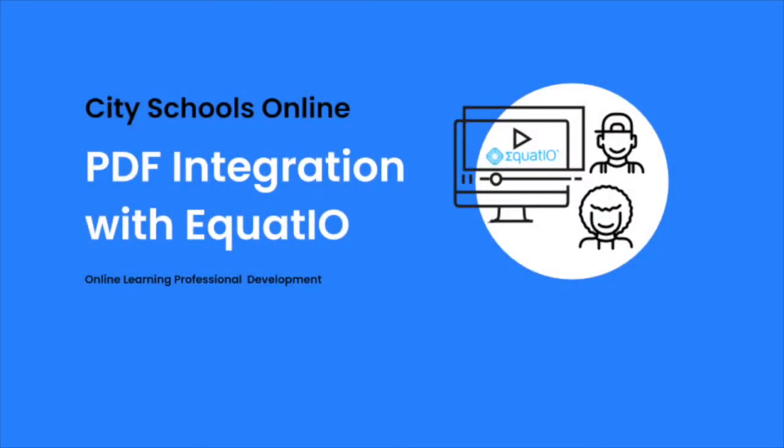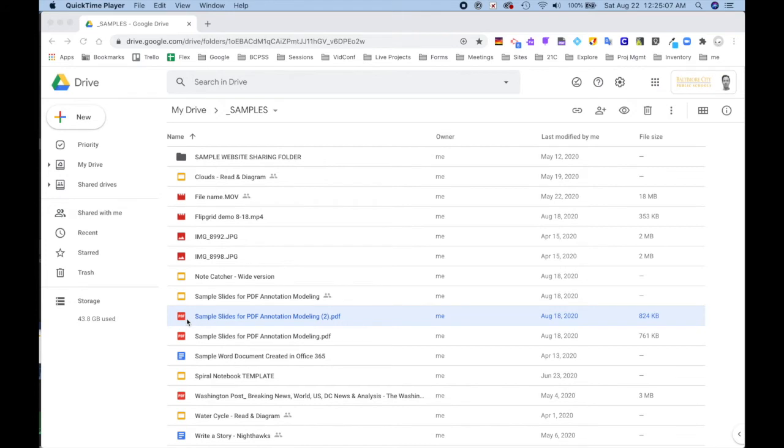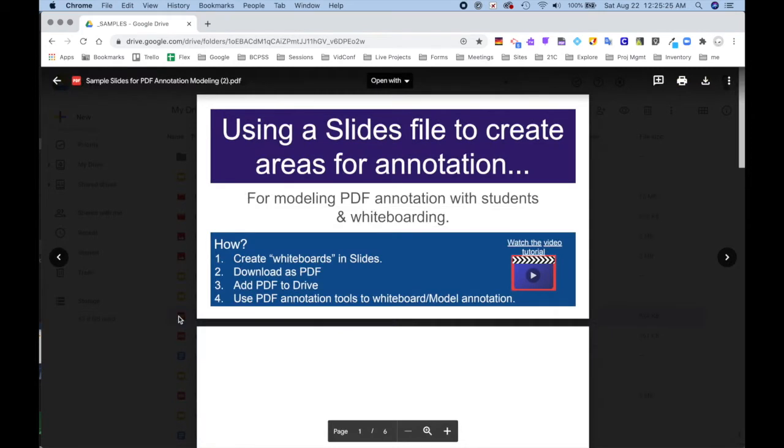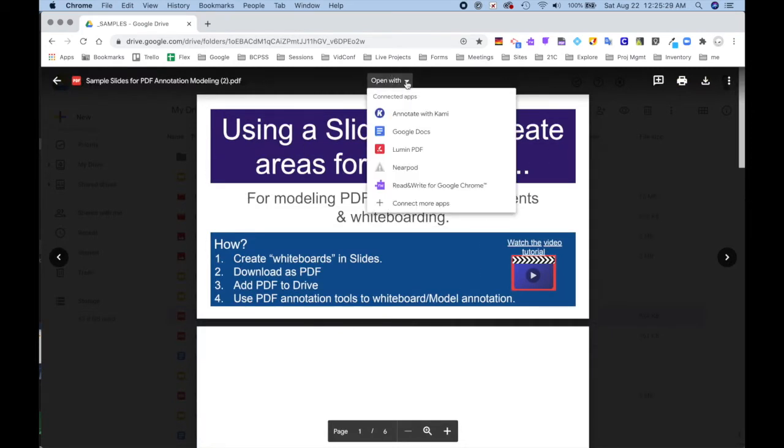This session will cover how to annotate PDFs using EquatIO. I'm going to start by opening a PDF from my Google Drive. PDFs opened in Google Classroom will automatically open in the Text Help PDF Reader. But in the case of opening from Google Drive, you double-click on the PDF and it goes into preview mode, and then you get to choose with the Open With menu which PDF tool you're going to use.